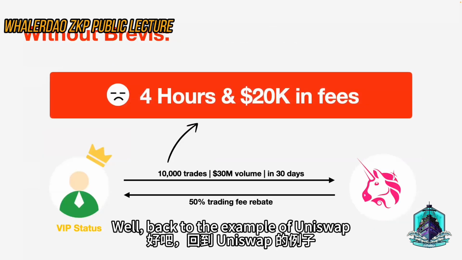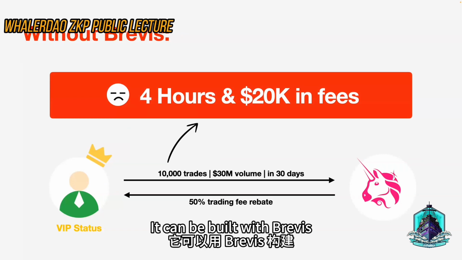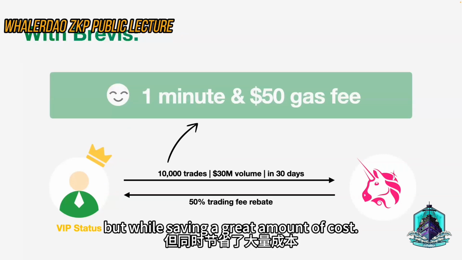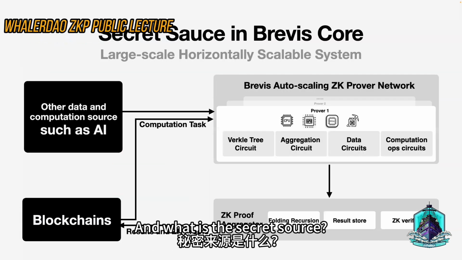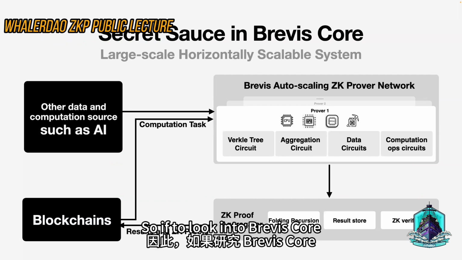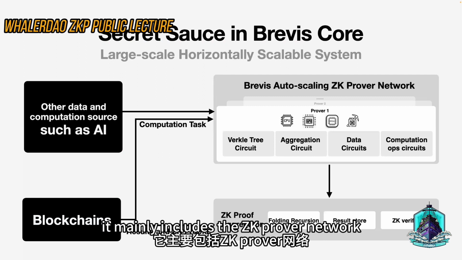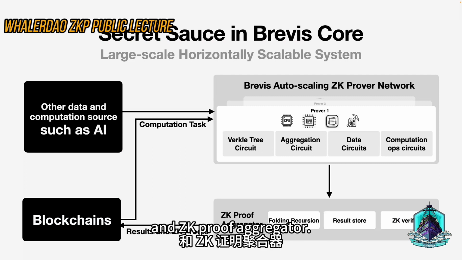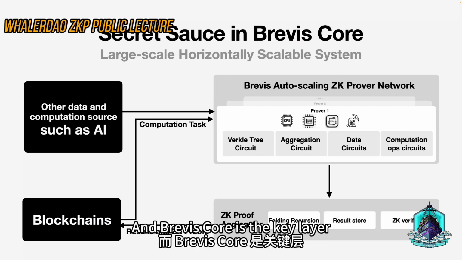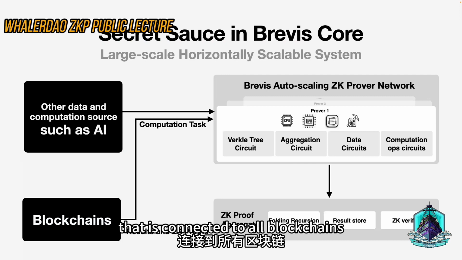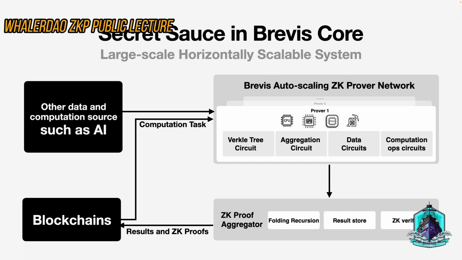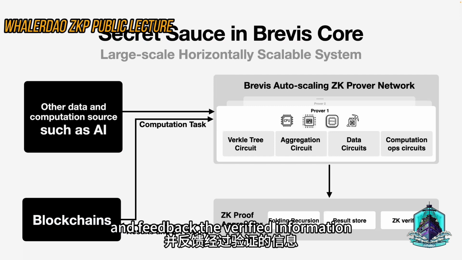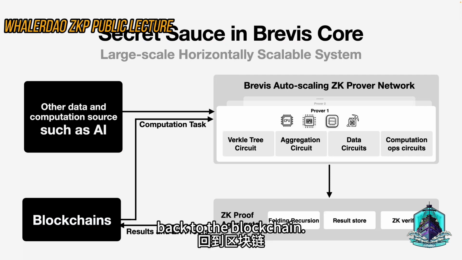Well, back to the example of the Uniswap VIP Trader program. It can be built with Brevis, while saving a great amount of cost. Okay, but how did we make this happen? And what is the secret sauce? So if we look into Brevis core and its components, it mainly includes the ZK prover network and the ZK proof aggregator. And Brevis core is the key layer that is connected to all blockchains and potentially some other data sources, then ZK proves the required data off-chain, and feeds the verified information back to the blockchain.